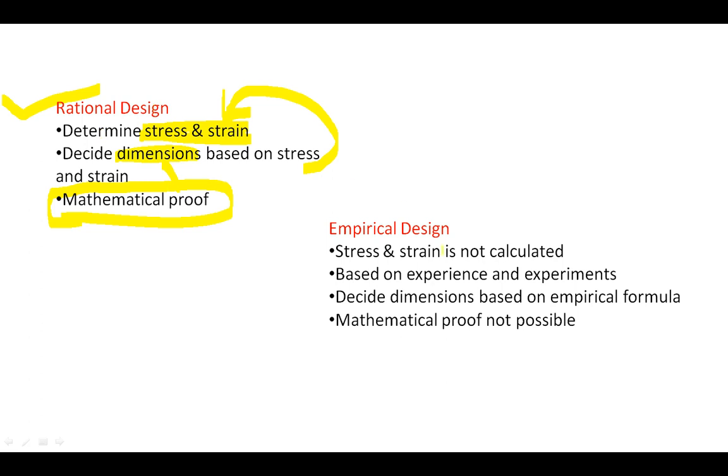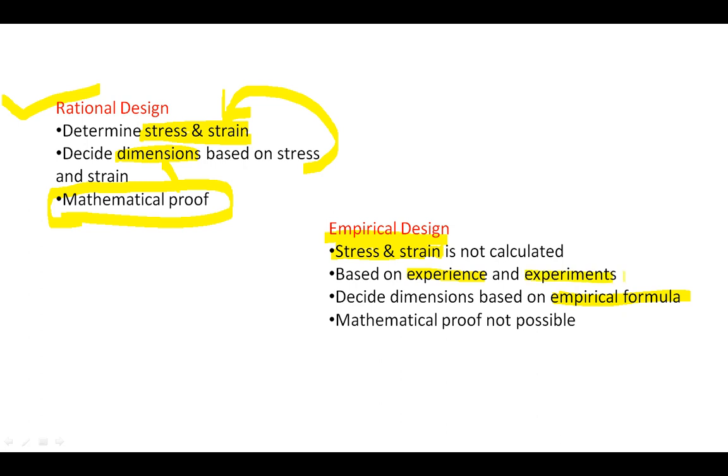And the second type is empirical design. There are many cases where actual stress and strain calculation is very difficult or not easily possible. In that case, we don't calculate stress and strain. Instead of going for stress and strain calculation, we use an empirical formula. This empirical formula is nothing but a formula based on your previous experience and previous experiments.